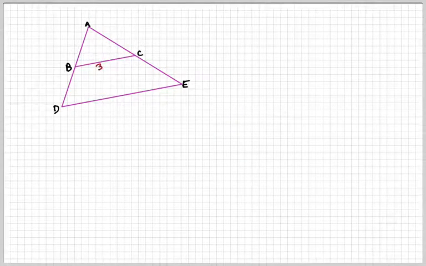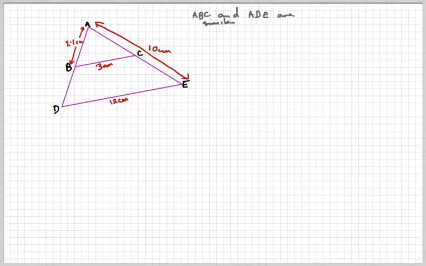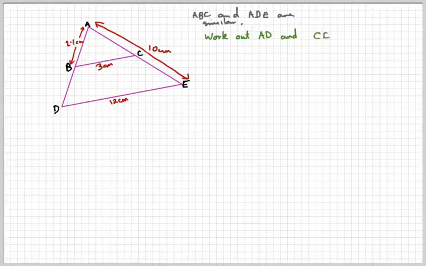We're going to look at a question now. This is a question which involves similar triangles, and we have some lengths that we've been given here. So ABC and ADE are similar. Okay, so we need to work out AD and CE. Just maybe pause the video now, see if you can work out AD and CE yourself, and then come back to this. Okay, so AD.